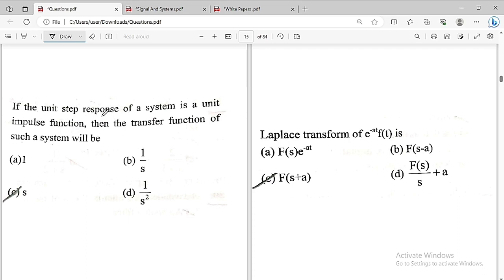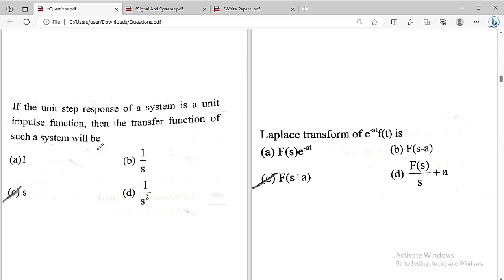If the unit step response of a system is a unit impulse function, then the transfer function of such a system will be. What is the question they are asking? Suppose they have taken some system. If the input is a unit step, then the output that we are going to get is the unit impulse function. Then what is the transfer function for the system? We need to figure out.